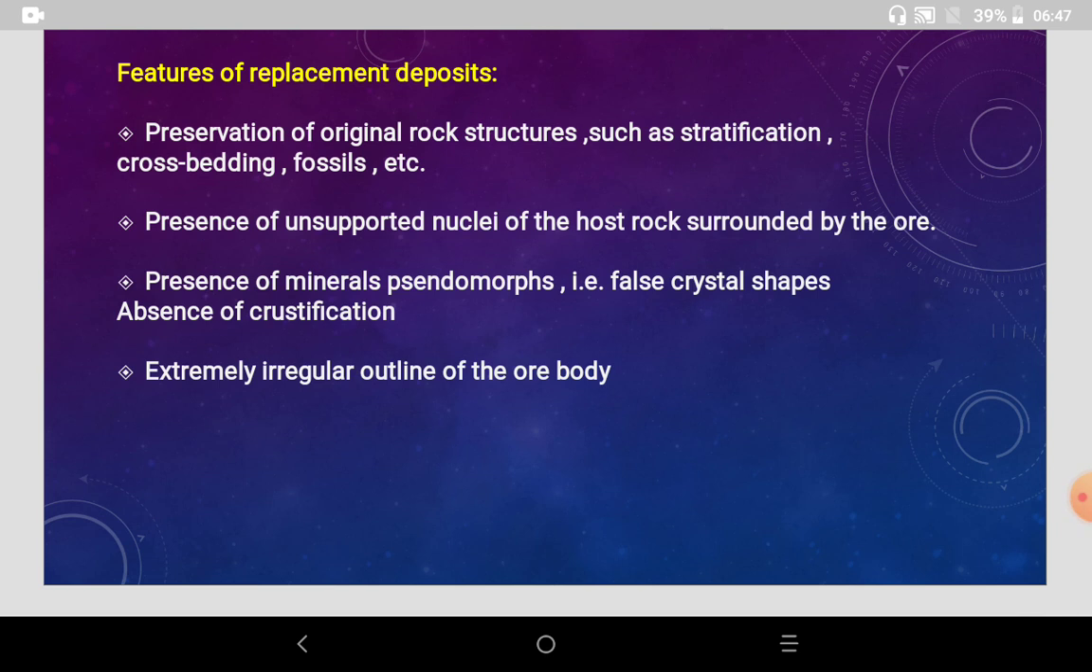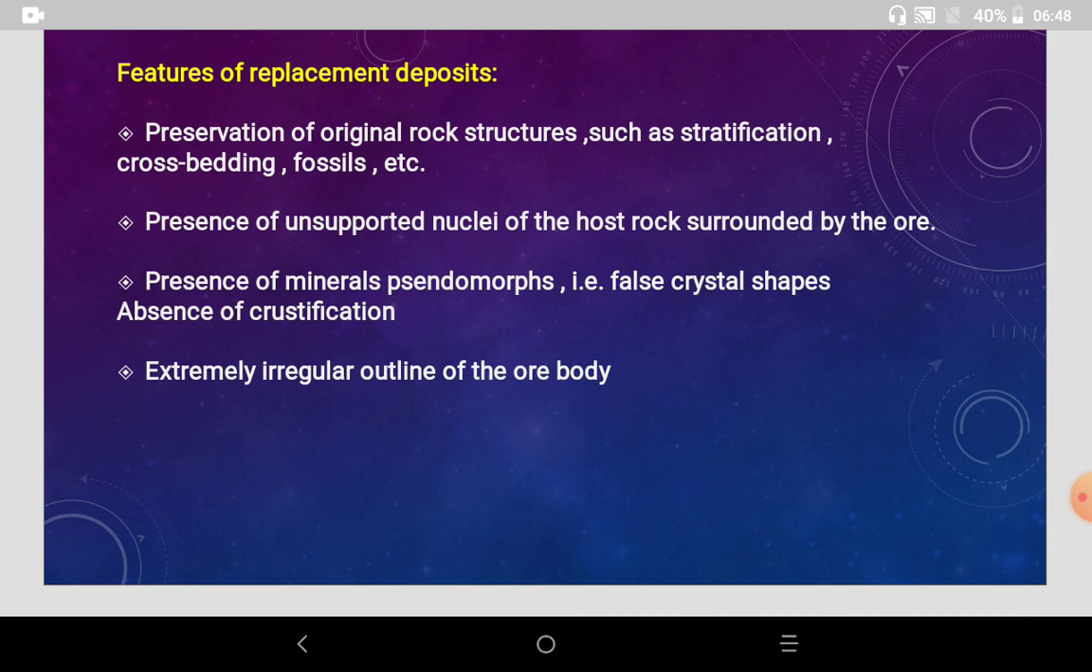The various criteria for recognition of replacement deposits are as follows. The first one is the presence of unsupported residuals of host rock. The country rock that escaped replacement remains as isolated bodies within the ore mass. The residual rock may show bedding or other structural features which are in conformity with those in the wall rock. This constitutes supporting evidence of replacement.